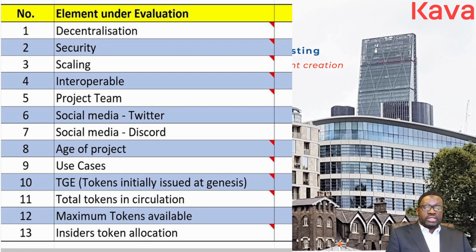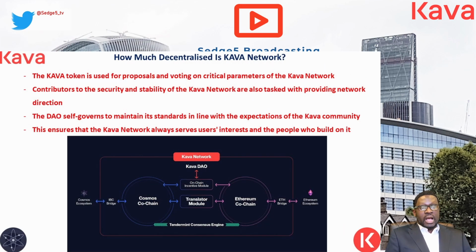Starting with decentralization. At any point in time, 100 nodes validate blocks by a weighted bonded stake in Kava token. The Kava token is used for proposals and voting on critical parameters of Kava network. This is done through the Kava DAO that governs the Kava network. Contributors to the security and stability of the Kava network are also tasked with providing network direction. The DAO self-governs to maintain its standard in line with the expectations of the Kava community. This ensures that the Kava network always serves its users' interests and the people who build on it.